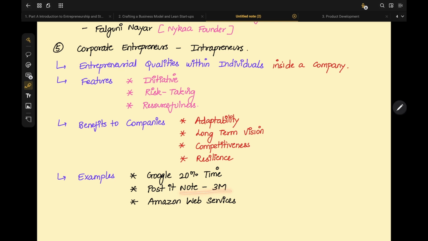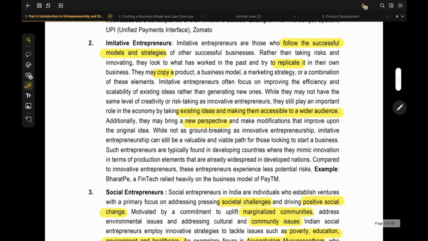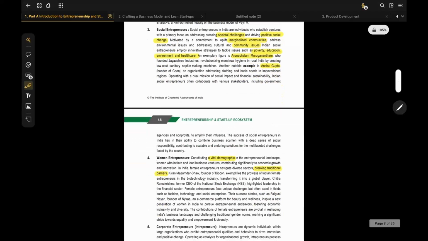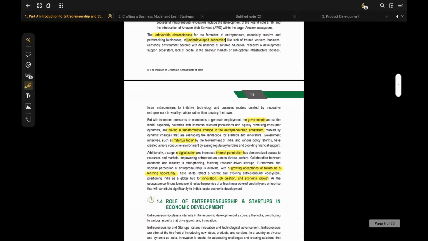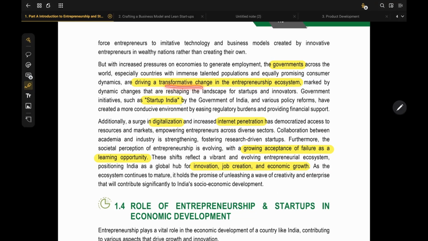Post-it Note 3M. These are also given in the study material. You can read it from there. So here we have covered this page, innovative entrepreneurs, these types of entrepreneurs we have covered. And then government are also making transformative change by initiatives such as Startup India. We will be learning later.